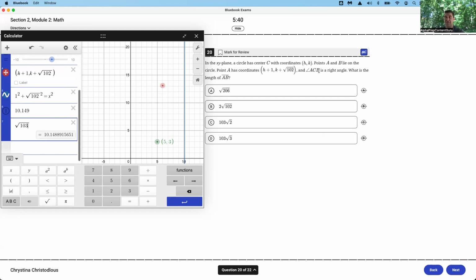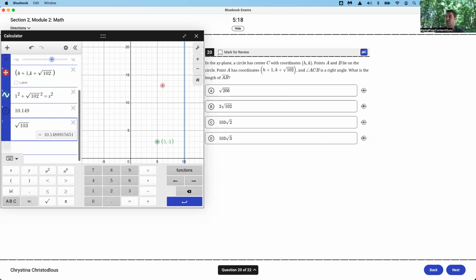Now it says ACB. So points A and B are on the actual circle. This is point A. ACB is a right angle. So you went down, and then it's like you went 90 degrees and you landed at another point on the circle. If you think about it, this radius is the square root of 103 and this radius is the square root of 103.